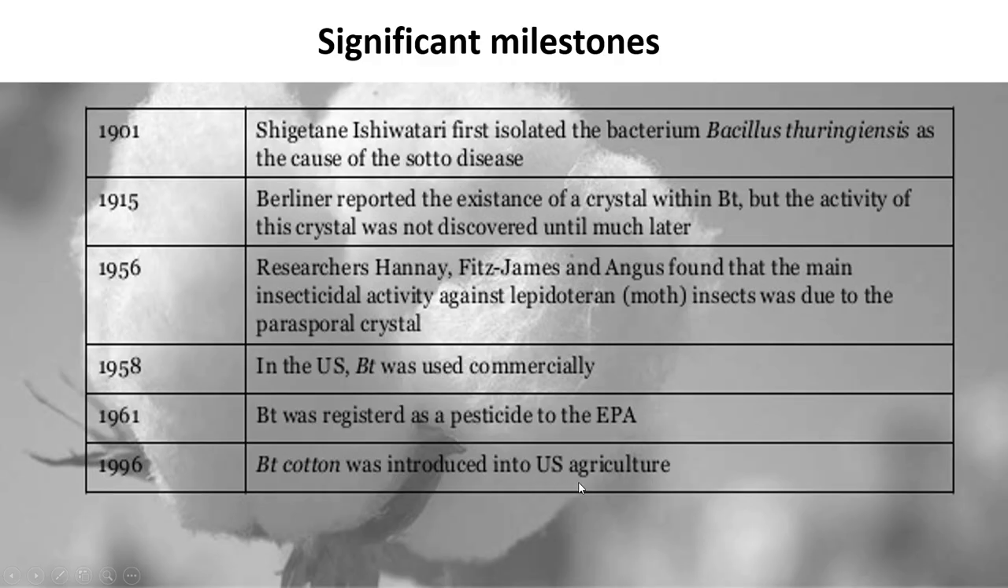So 1996 was another major milestone. Transgenic cotton was developed expressing the insecticidal crystal protein of BT, and it was introduced in agriculture for controlling insect pests.